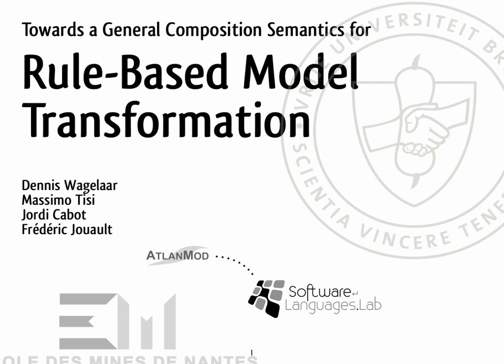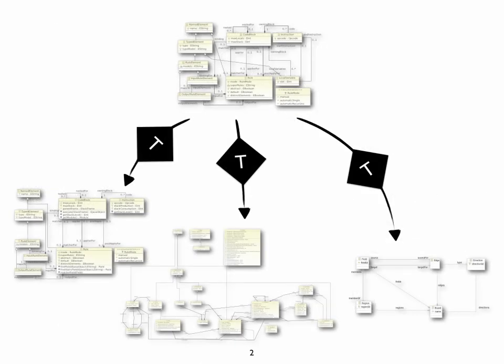So this is actually a joint work between Free University of Brussels and École de Mines de Nantes. So there are a couple of more names on there. And it's going to be about an approach to general composition semantics for rule-based model transformation. So let me start off by giving some context here.